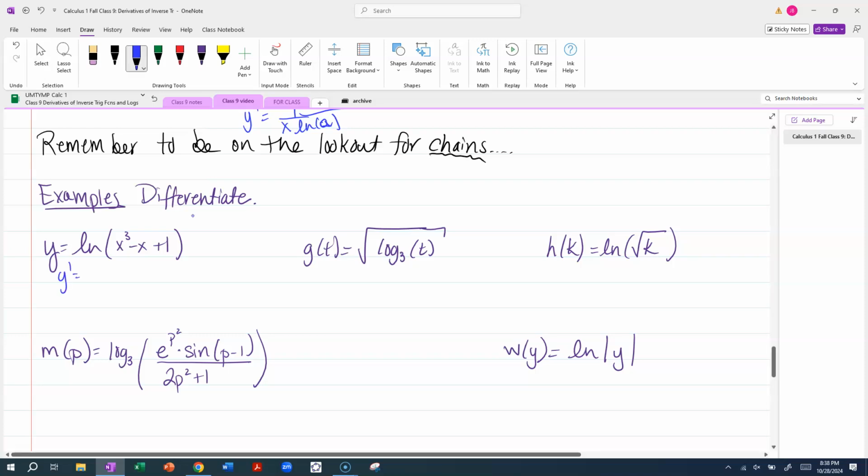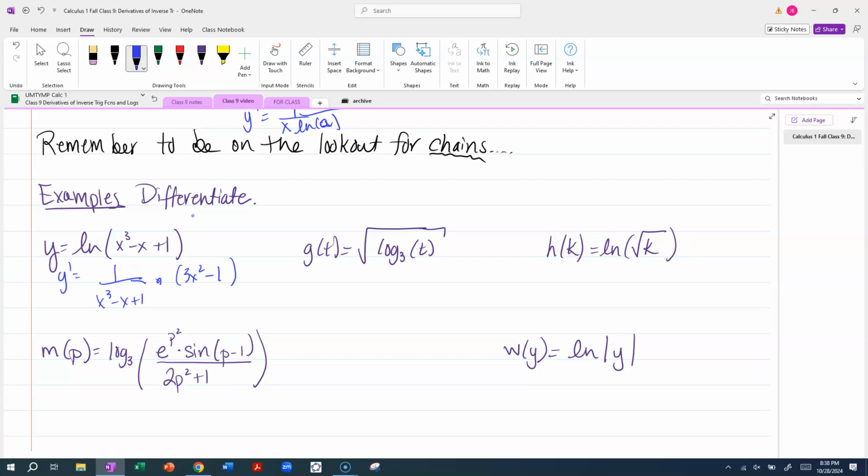Y prime is equal to 1 over, it's a natural log function, so just x cubed minus x plus 1, and then I need to multiply by the chain of this, so this would be 3x squared minus 1. Okay, that's fine.